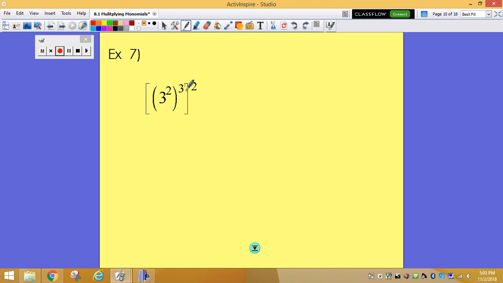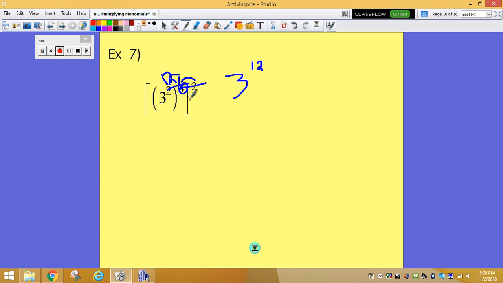Okay, what if there's lots of exponents, right? Well, we just multiply, and I'm going to work my way in. 2 times 3 is 6. 6 times 2 is 12. So it's really 3 to the 12th.